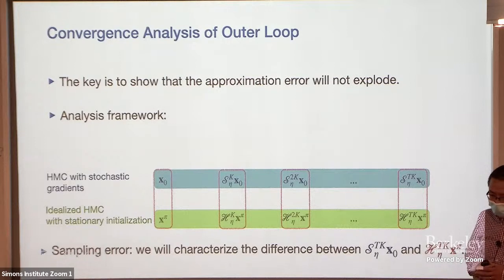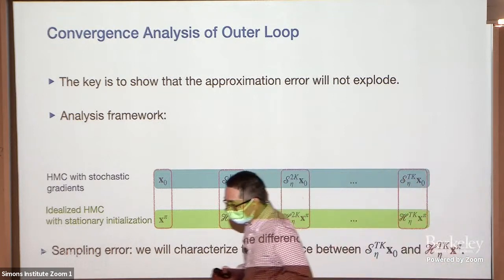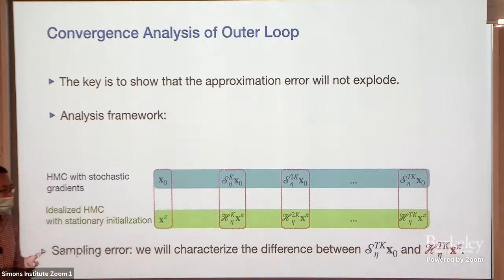Now we have the approximation error bound for the inner loop. I will talk about the convergence for the outer loop. And the convergence for the outer loop actually is based on some contraction property proved by Chen and Santosh in their very nice paper.